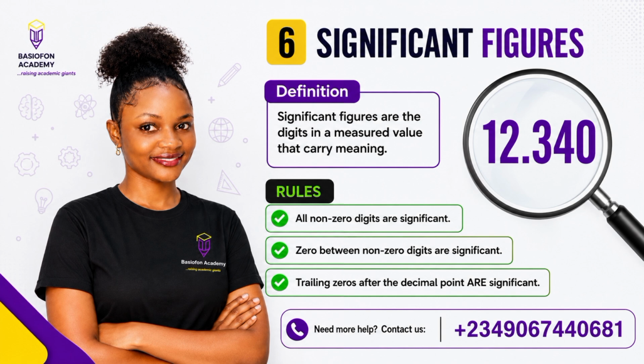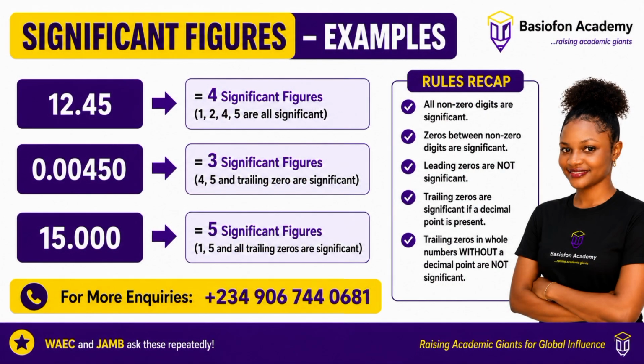Next is significant figures, often called sig figures. These are the digits in the measurement that actually carry meaning or precision. Let's look at the basic rules using 3 classic exam examples. In 12.45, all the numbers are non-zero, so we have 4 significant figures.